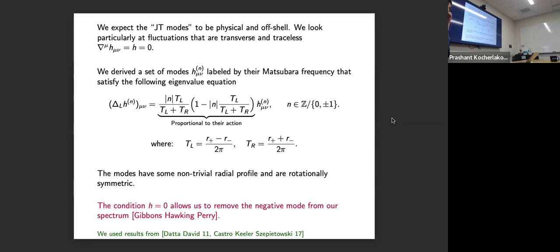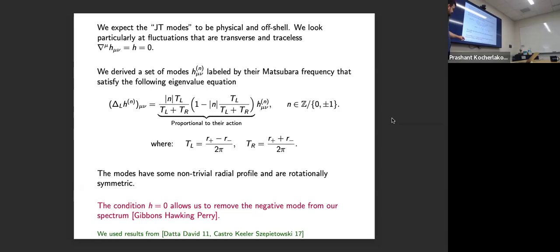I'm not going to give you the answer because it's a little long. We derive a set of modes that are eigenfunctions of this Lichnerowicz operator in this gauge, and they are labeled by their Matsubara frequencies. So the time dependence of the modes is e to the 2 pi i n t over beta. We have some analytic expression for these h n mu nu, and their defining property is that they're eigenfunctions of the Lichnerowicz operator, and their eigenvalue is given by this expression in terms of the left and right moving temperatures that depend on the radius of the horizon. The modes have some non-trivial radial profile and are rotationally symmetric.